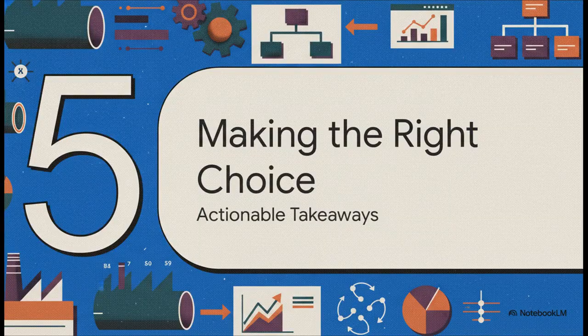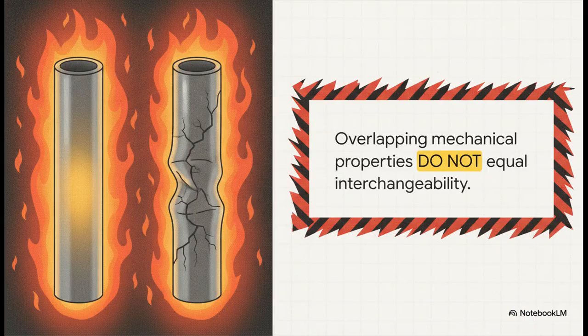Section 5. Making the right choice. Let's get into the actionable takeaways. If you take only one single thing away from this entire explainer, let it be this absolute golden rule. Overlapping mechanical properties do not equal interchangeability. I'll say it again. Just because a spec sheet says two pipes share a 60,000 psi tensile strength doesn't mean they will survive the exact same environment. You always have to consider the heat rating, the underlying chemistry, and the manufacturing process.